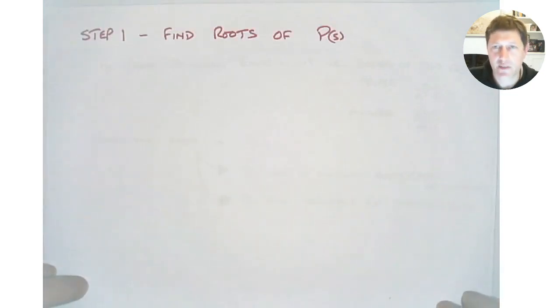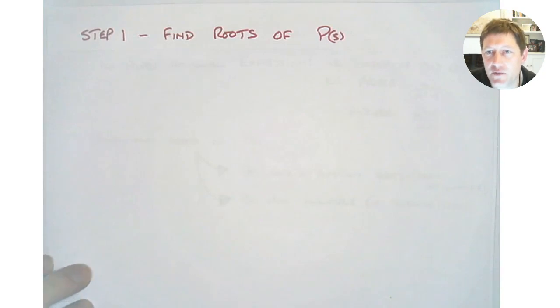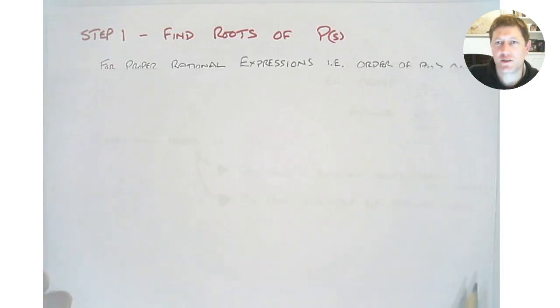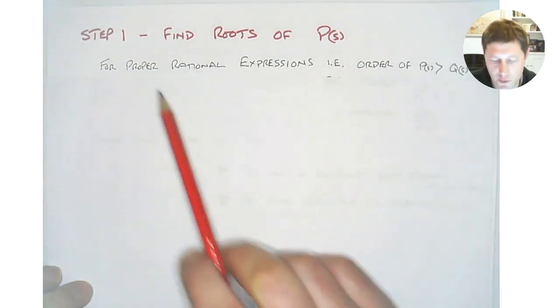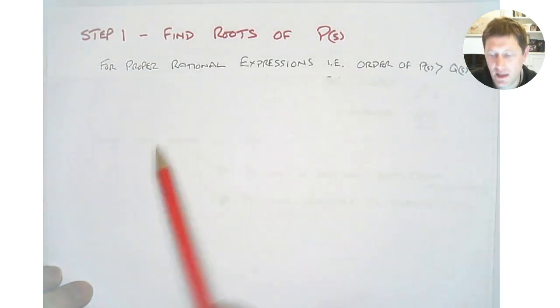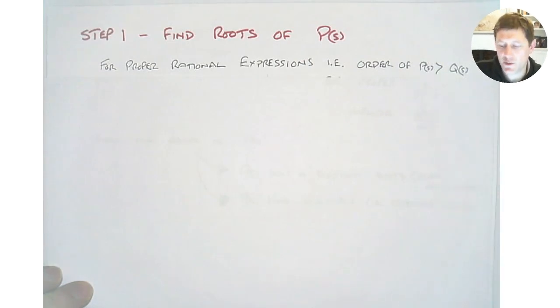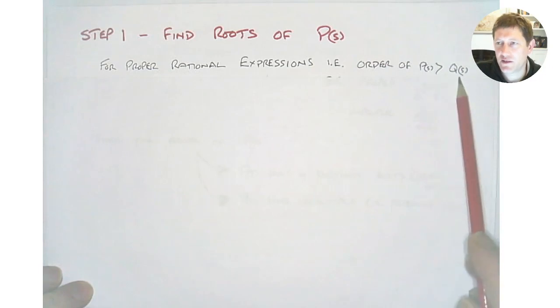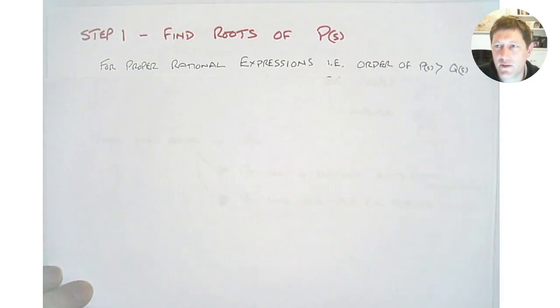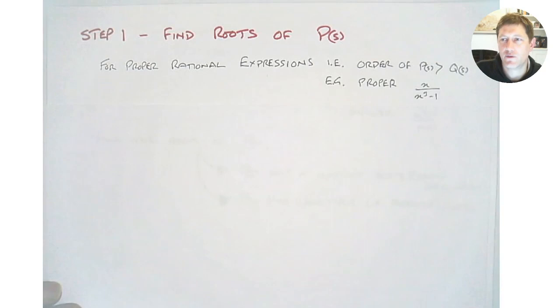So I said there were three steps. The first step is to find the roots of the polynomial p(s). This is going to enable us to split it up into the partial fraction expansion. Now what I'm talking about today is to do with proper rational expressions. So that means that the order of p(s) on the bottom of the fraction is greater than the order of q(s) on the top. If that's not the case, then you'll have to spend a moment thinking about how to tackle that, and you can find that out through other resources.